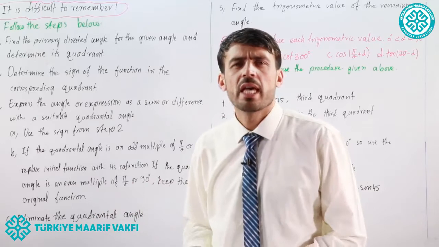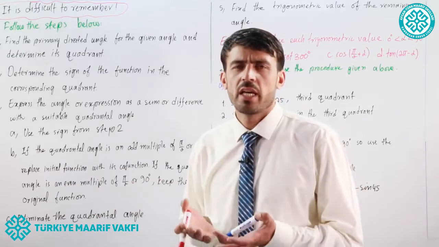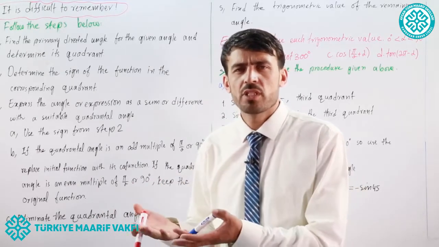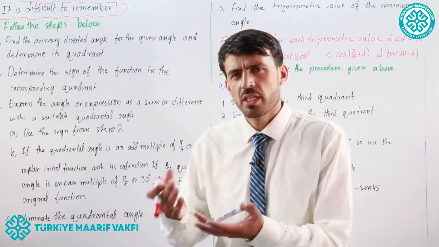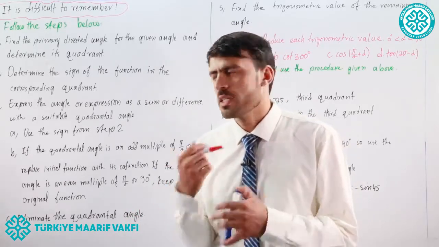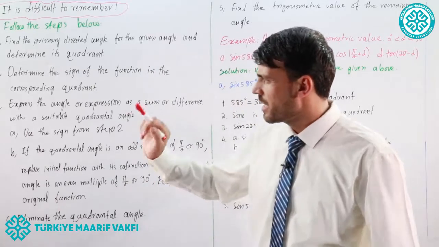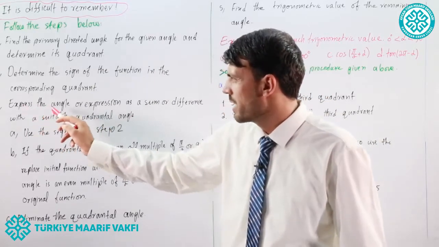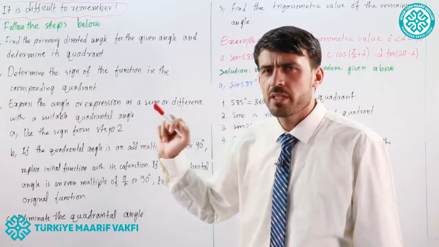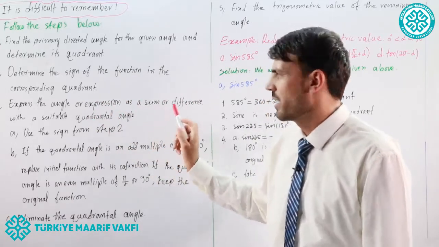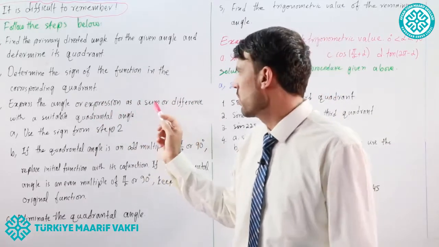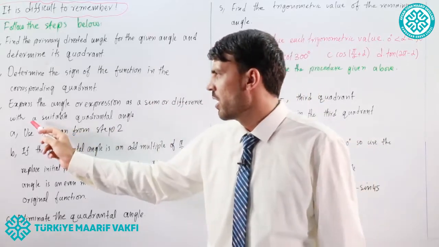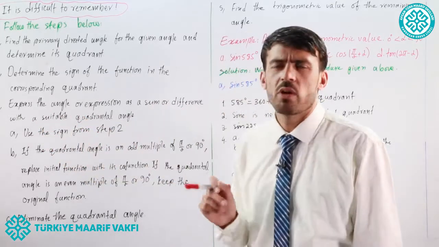We can use a stick abbreviation. A for all, S for sine and its cofunction, T for tangent and its cofunction, and C for cosine and its cofunction. The third step is to express the primary directed angle, or the expression, as a sum or difference with a suitable quadrantal angle.